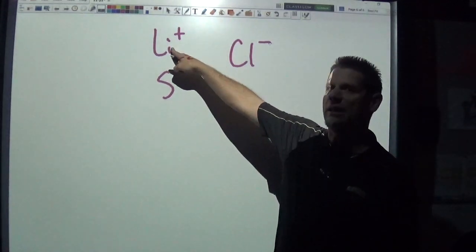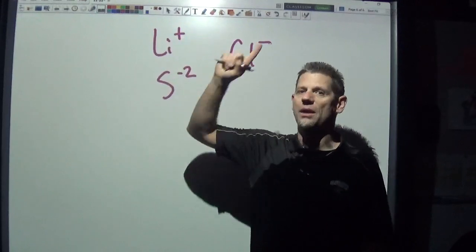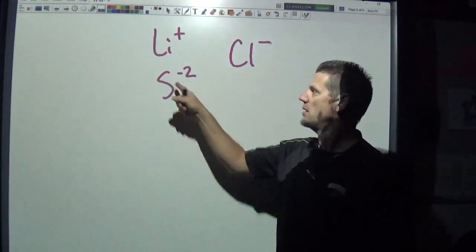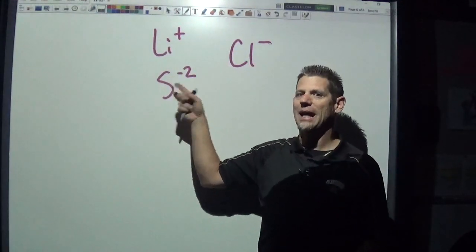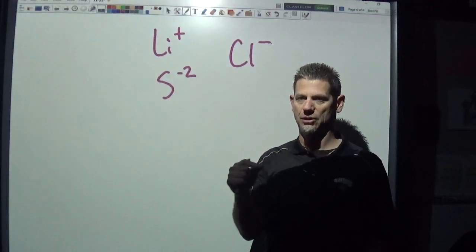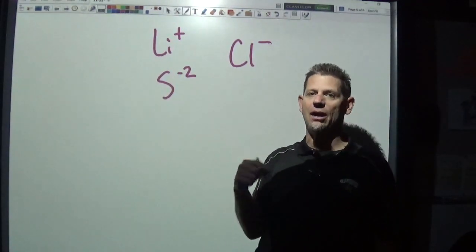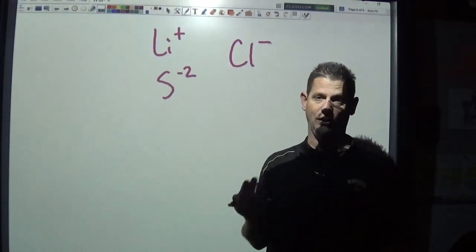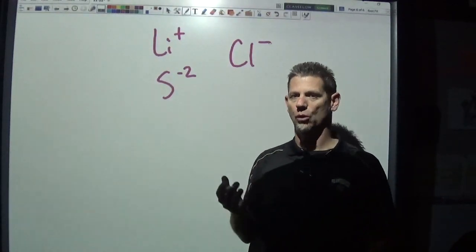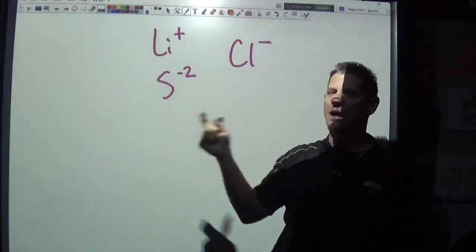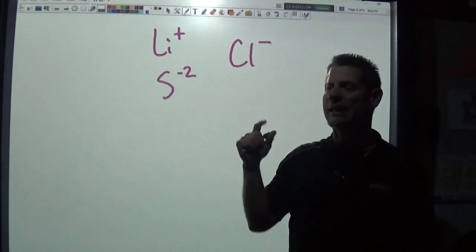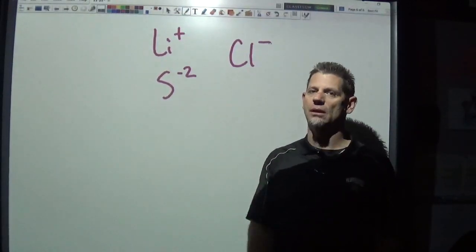So this is called a lithium ion. It has 1 less electron. This is a sulfur ion. It has 2 extra electrons. It has gained 2 electrons. This is a chlorine ion. We actually call it chloride. You may have heard of that before, like sodium chloride. Chlorides are not chlorines, and they have gained 1 extra electron.